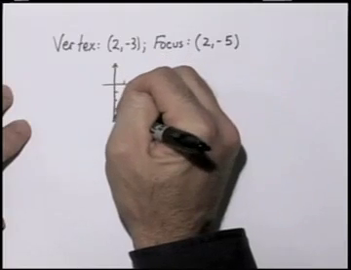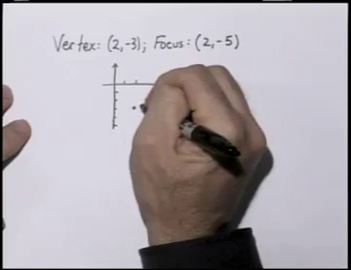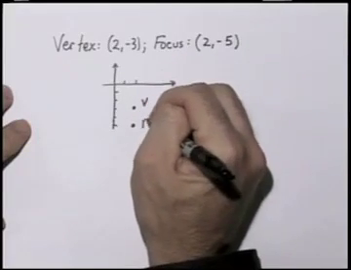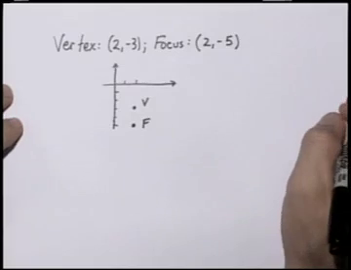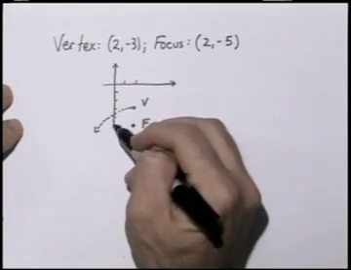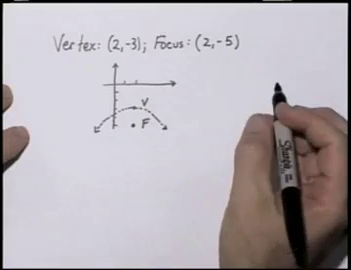-1, -2, -3, -4, -5. So our vertex is here at (2, -3), and our focus is here at (2, -5). Therefore, the parabola is going to be one that opens down like that.